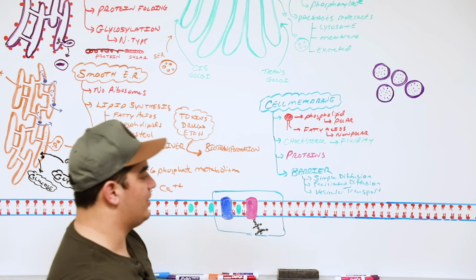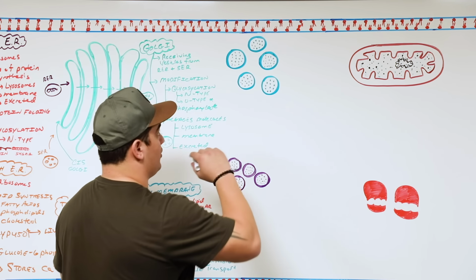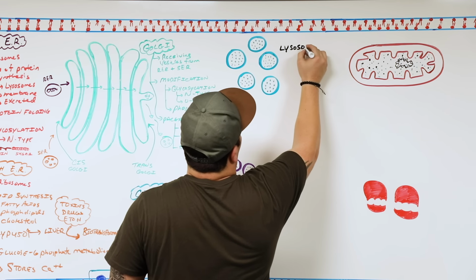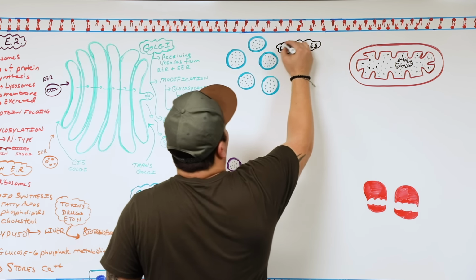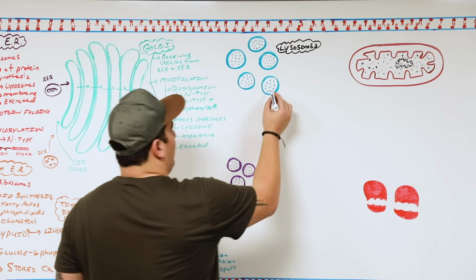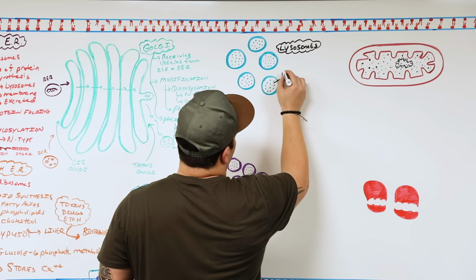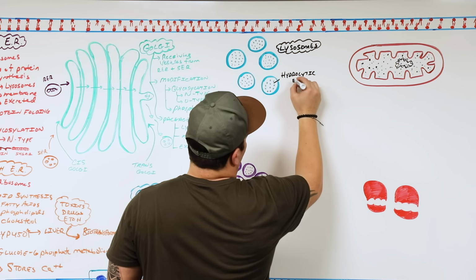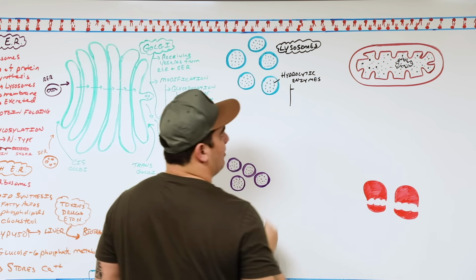All right, let's move on to the lysosomes. Okay, got it. The next structure here is our lysosomes, our beautiful little lysosomes. Now these are very cool organelles. Lysosomes are little spherical organelles, and they contain very interesting enzymes inside of them. These enzymes are called hydrolytic enzymes.